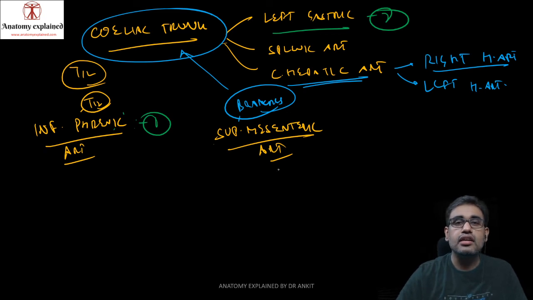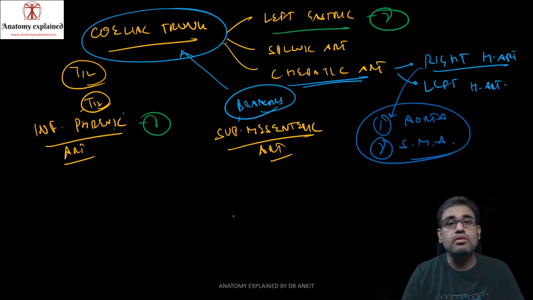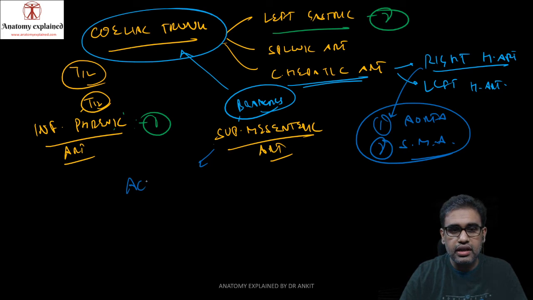This right hepatic artery may come separately either from the aorta itself, or it may come from the superior mesenteric artery. Not a very uncommon variation. So when it comes from the superior mesenteric artery, we can say that it is an accessory right hepatic artery. So right hepatic artery could be accessory right hepatic artery, or it could be replaced right hepatic artery.